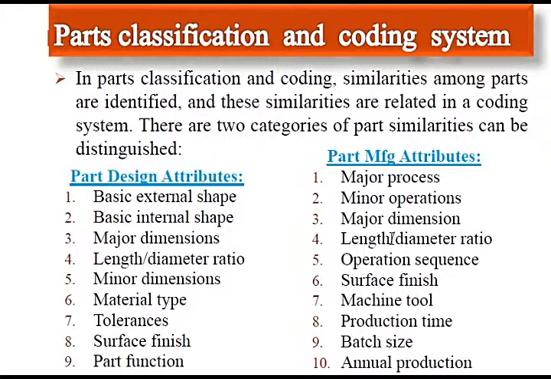major dimension, length dimension ratio, minor dimension, material type, tolerance, surface finish, part function. Part manufacturing attributes are major process, minor operation, major dimension, length diameter, operation sequence, surface finish, machine tool, production time, batch size, and annual production required.